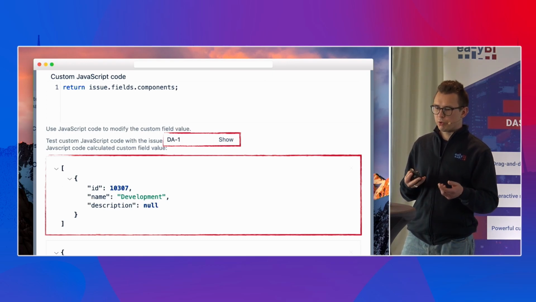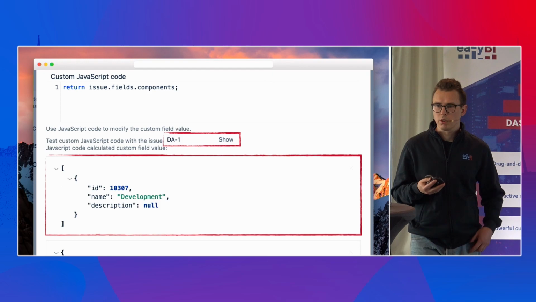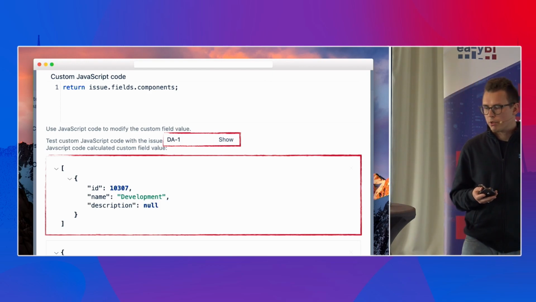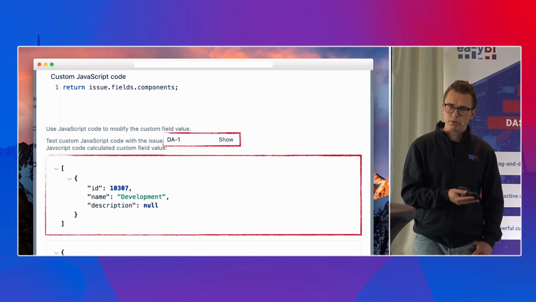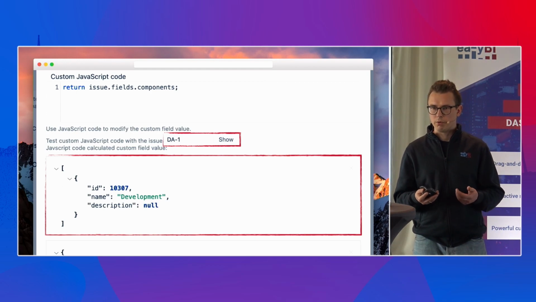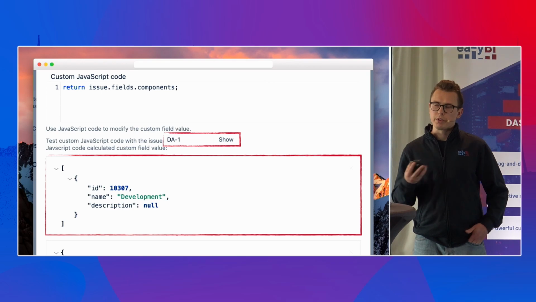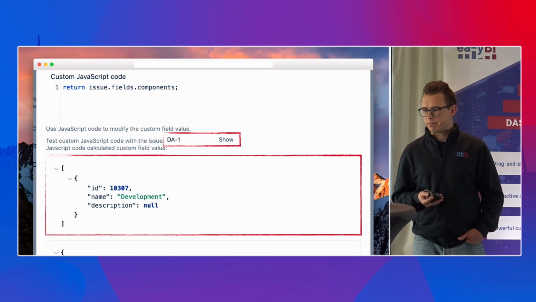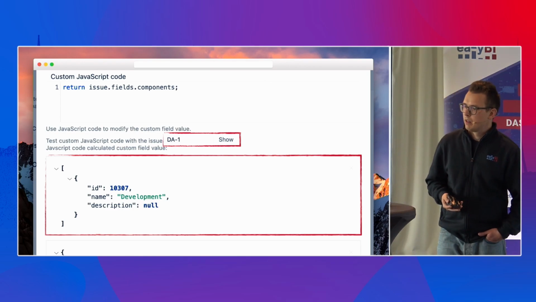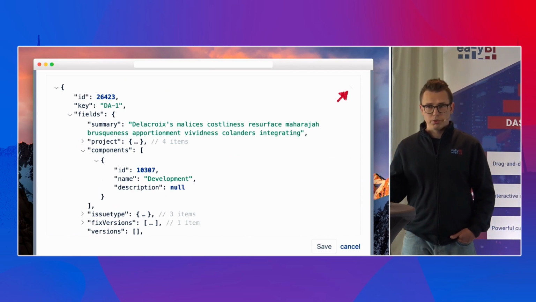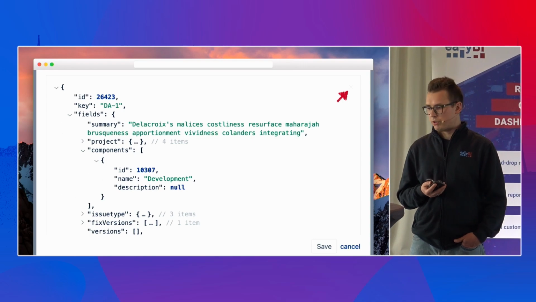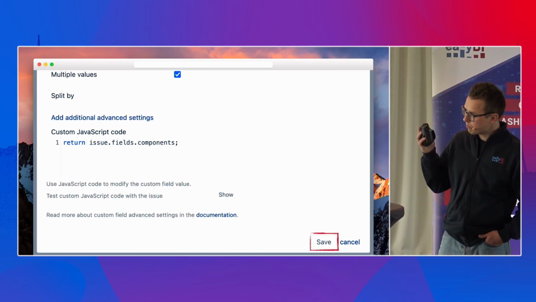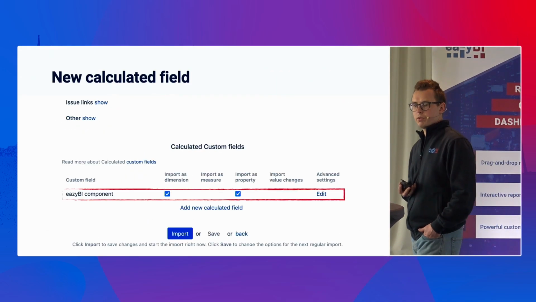I advise you to always use this option to verify your JavaScript code for options where it should return a result and where it shouldn't. If you encounter errors here, you won't encounter errors in your data import. You can fix them. And right below you can see the full issue JSON, which is available for eazyBI. You can close it, save it, and import.